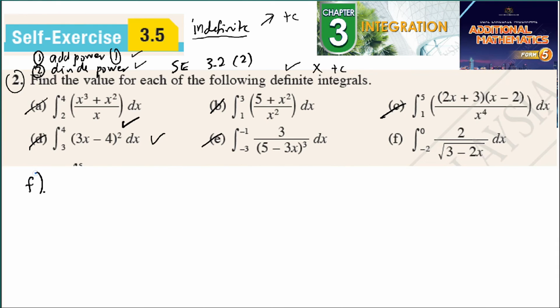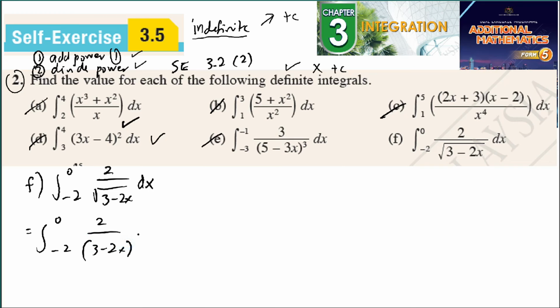So here for f we have 0 to negative 2. This one is 2, 3 minus 2x dx. So again, we see here, set on anything, we change it to power so that it will be easier for us to add the power with 1. So this one would be 0 to negative 2. This one would be 3 minus 2x power of half dx. So to do integration, the power needs to be up. So this one would be 0, negative 2.